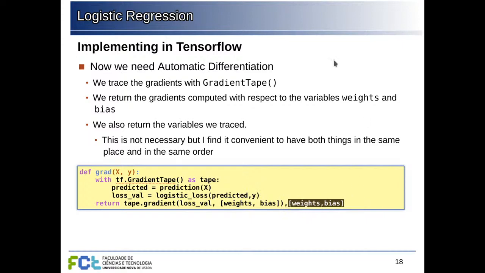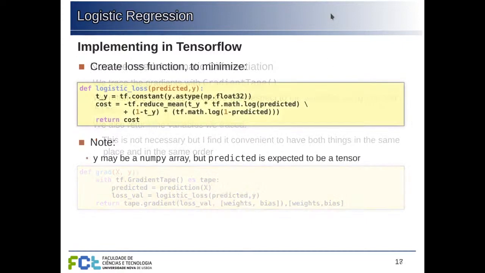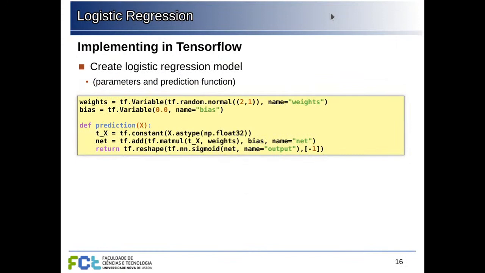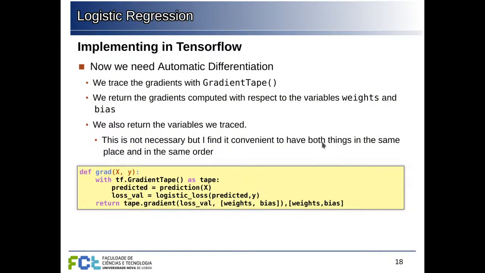which is strictly not necessary because these are global variables and we have access to them even outside the function. But it's useful so that I don't make a mistake on the order of these variables, because then when I'm going to apply the gradients, I need to give the right gradient to the right variable, and if I change the order, things will go wrong.